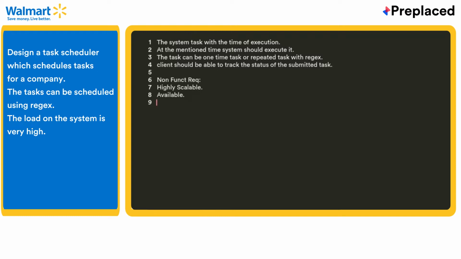What else? The system should not miss anything. Whatever task is submitted to it, it should execute at the required time. What do we call that? It should be correct in its functionality. Reliable, right? Yeah, it should be reliable.